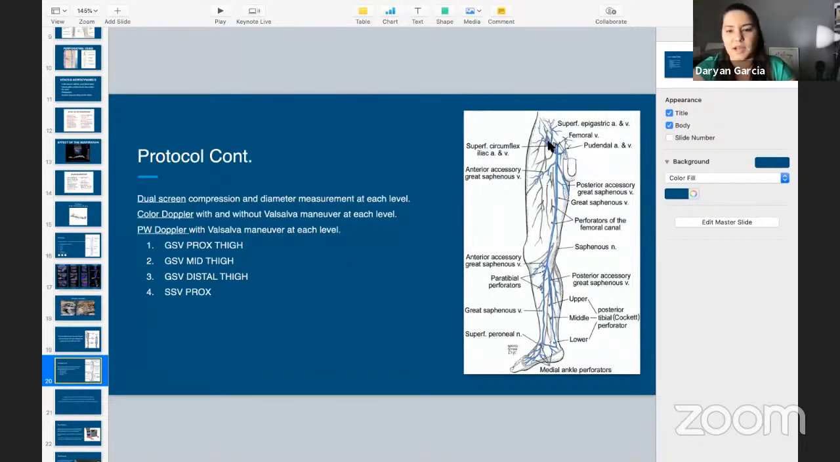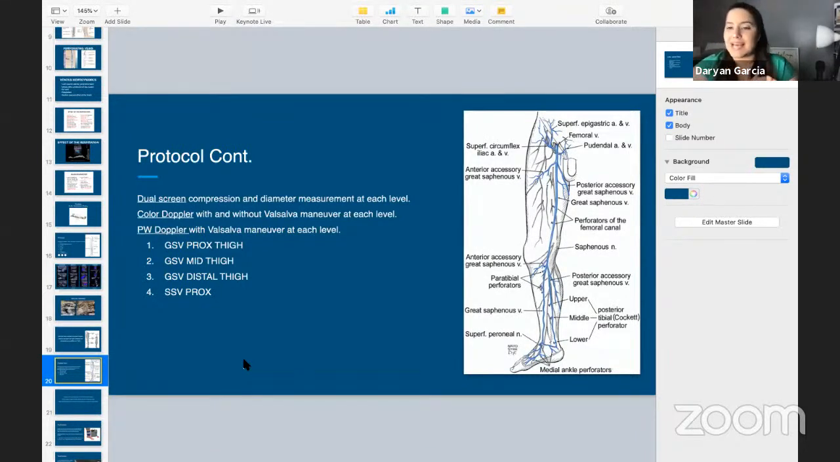So here you're going to have the GSV prox, mid, distal. You can evaluate it in the thigh, and then you can go through the calf and the ankle as well. So you can do prox thigh, mid thigh, distal thigh, then prox calf, mid calf, distal calf, and then at the ankle level. And then you can go behind the knee and evaluate the SSV.